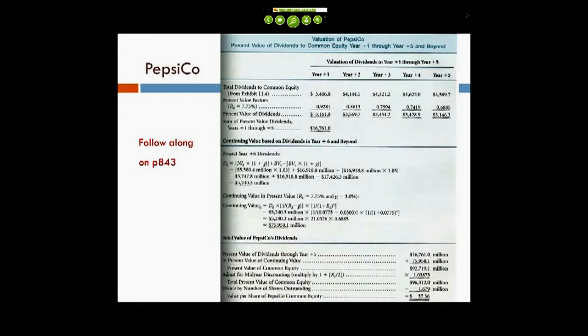Pepsi's required rate of return is 7.75 and a growth rate of 3%. Growth rate should never be more than the required rate of return. One, it destroys the math. But more importantly, if you're growing faster than your shareholders demand, they ought to be demanding a higher amount of money. So it just doesn't make sense intuitively that growth can ever be more than the required rate of return.